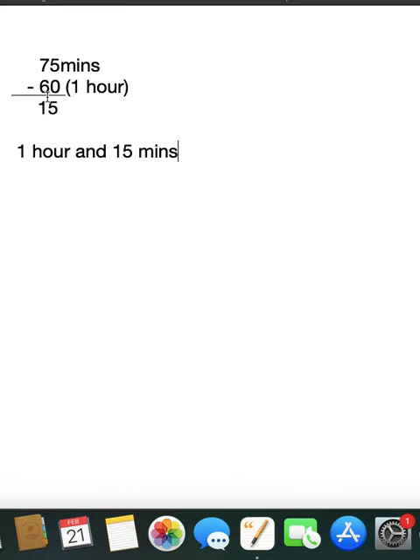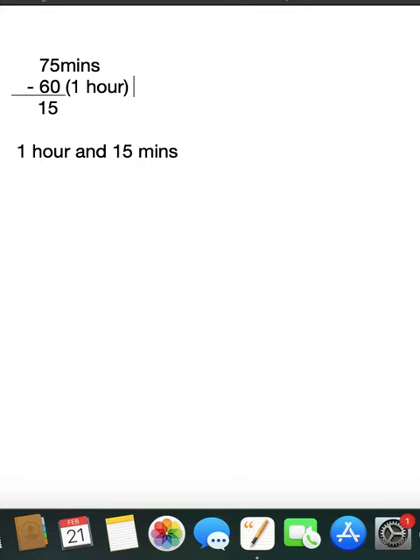Keep repeatedly subtracting 60 away until you're left with an amount that you cannot subtract 60 from, and that will be your minutes portion. For each 60 that you took away, that's an hour. If I could take 60 away twice, it would be 2 hours. If I can take 60 away 3 times, it's 3 hours.